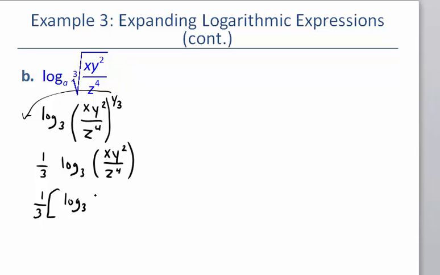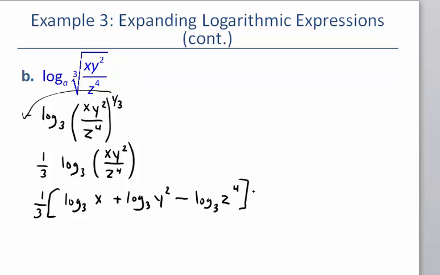So log base 3 of x plus log base 3 of y squared. That takes care of the multiplication on the top. Then remember, the fraction goes to a subtraction. So minus log base 3 of z to the 4th.